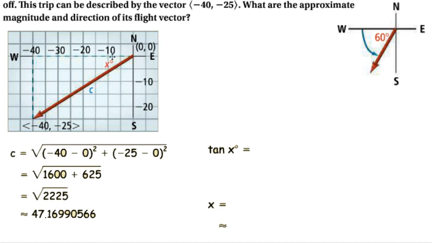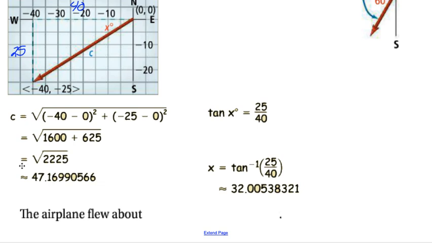Now how about x? Remember, anytime we're finding an angle measure, we're using an inverse trig function. So first of all, let's set up our tangent function. That would be the opposite over the adjacent. So remember, the opposite side is going to be 25 right here, and the adjacent side up here is going to be 40 units long. So our tangent function will be opposite over adjacent, which is 25 over 40. So the inverse tangent of that will give us our angle, which is 32 degrees. So to the nearest tenth, the airplane flew about 47 kilometers, 47.2 to the nearest tenth, and 32 degrees, and the direction would be south of west.